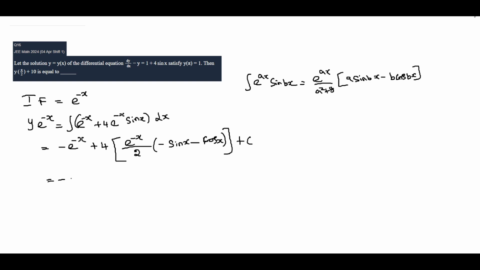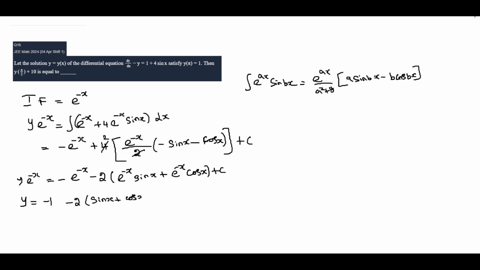which is equal to minus e power minus x. Just take minus as common and cancel the 2 here. So minus 2 e power minus x sin x plus e power minus x cos x plus c. So y into e power minus x. If you cancel the e power minus x, y equal to minus 1 minus 2 into sin x plus cos x plus c into e power x.